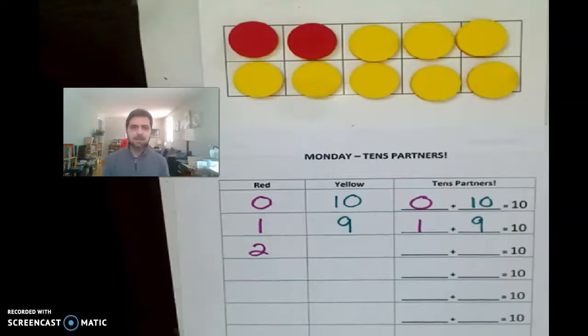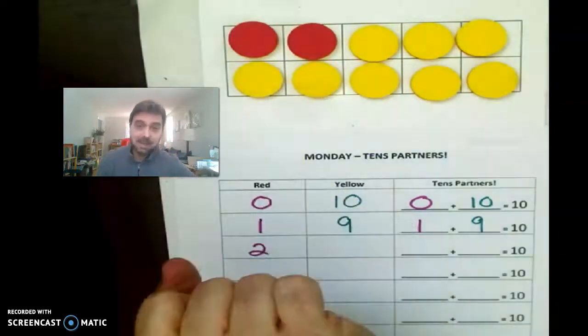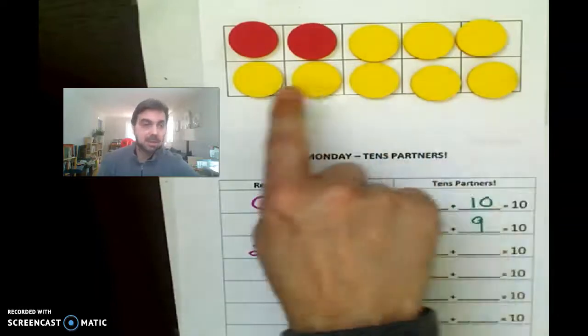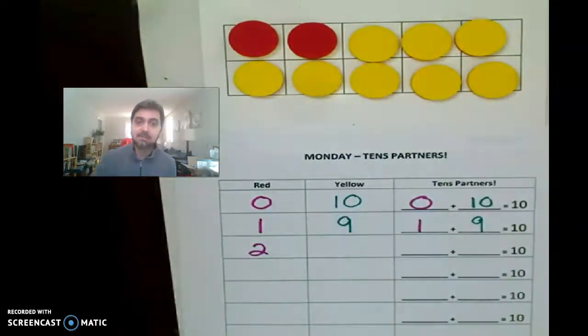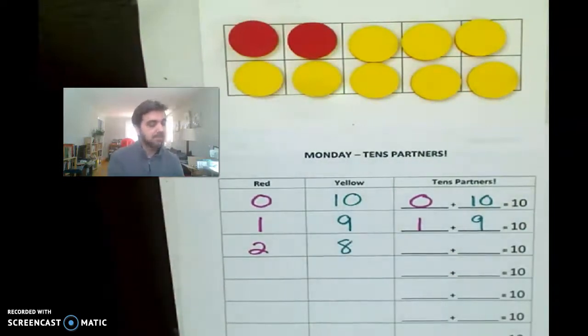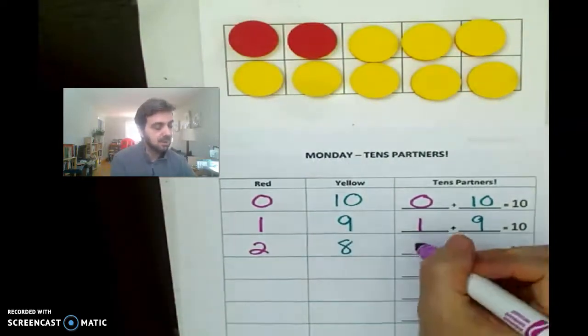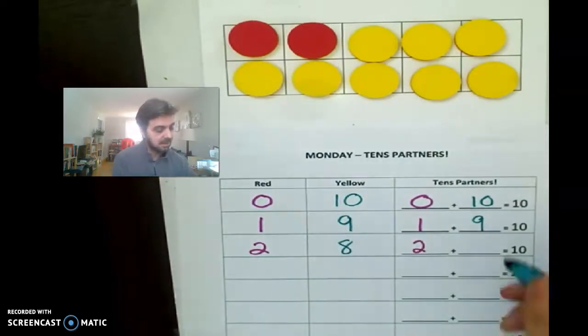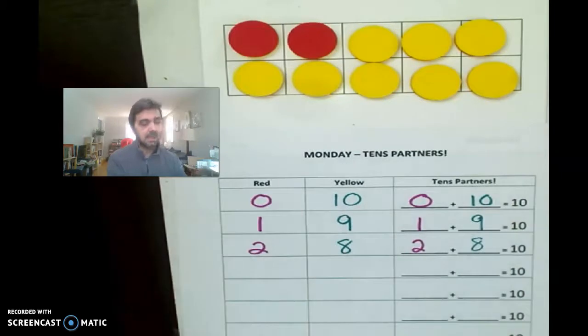All right, so let's count them up. I can see that there are 5 in the bottom row and 3 up here. 5, 6, 7, 8, right? So there's 8 yellows. So let's record that. We have 2 reds and 8 yellows make 10. So 2 and 8 are another pair of tens partners, right?